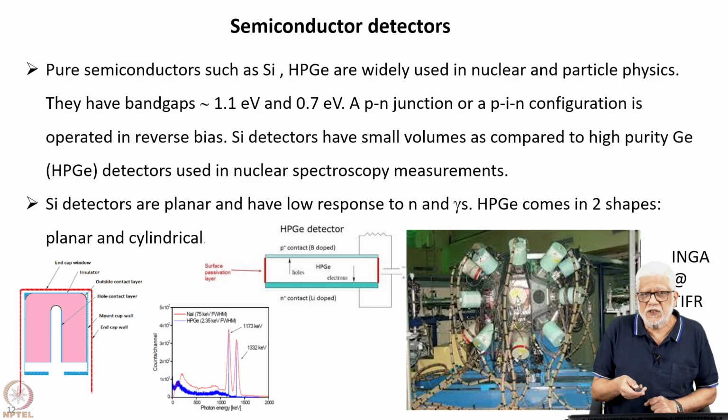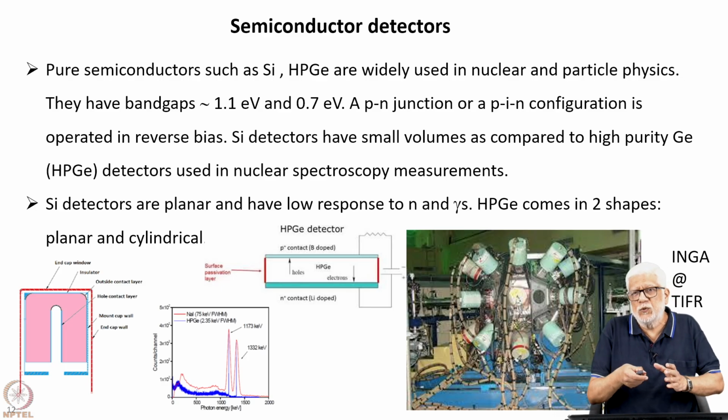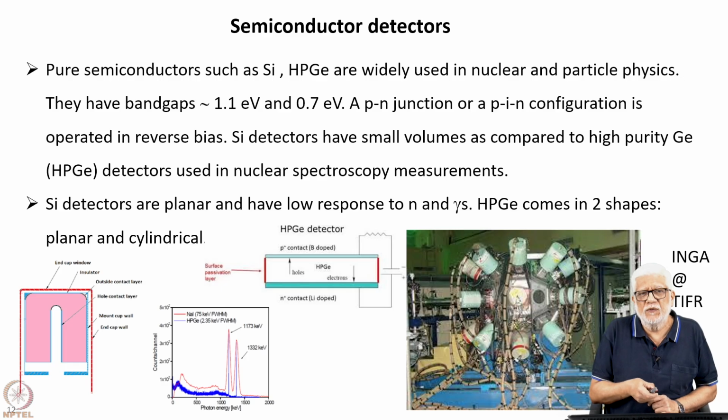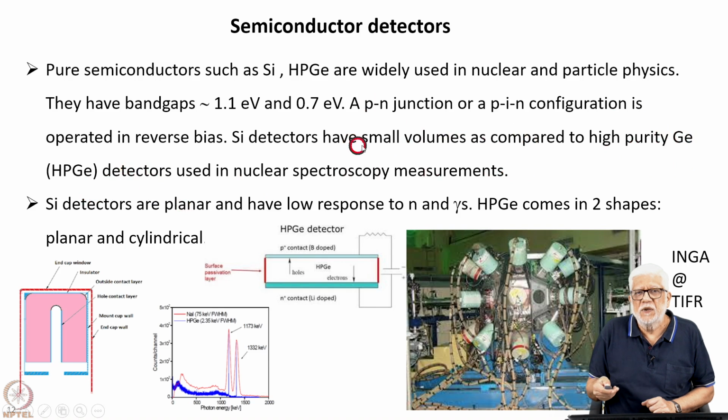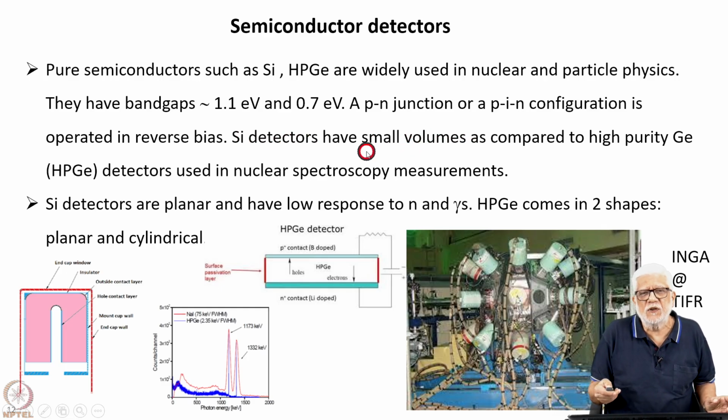So, you operate this in reverse bias, and typically the volume that you have removed the stray electrons from is of the order of size of the detector itself. In general, silicon detectors have a small volume as compared to high purity germanium detectors, which are used for gamma ray detection in nuclear spectroscopy experiments. The low Z of the silicon detectors and small volume in planar geometry enables charged particles to be detected, but it has relatively much less sensitivity to photons and neutrons and so on.